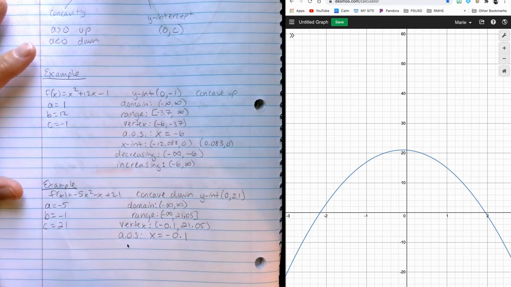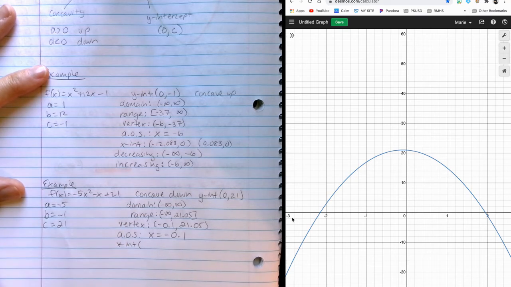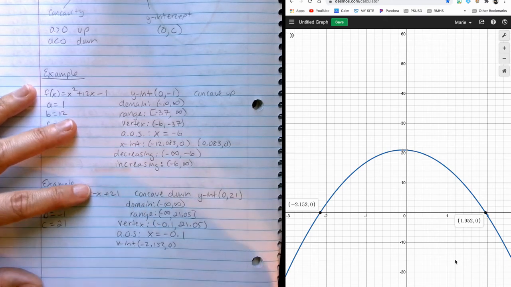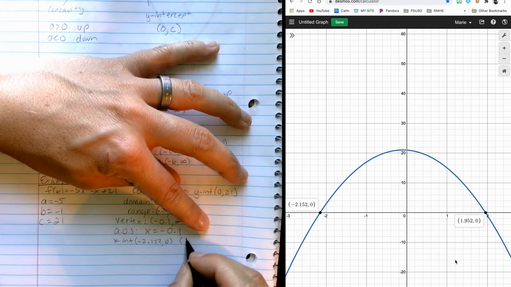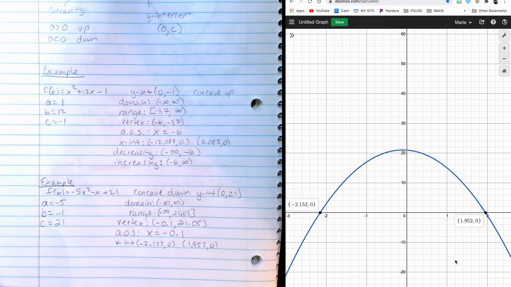Okay, let's do our x-intercepts now. So let's see. We have this one and we have that one. So I'm going to write those down. -2.152, 0 and 1.952, 0. So there's my x-intercepts.